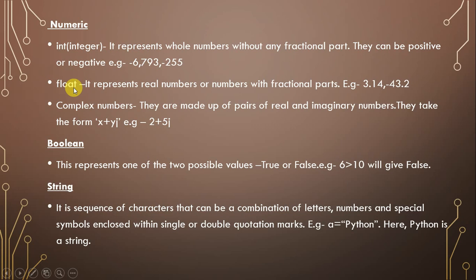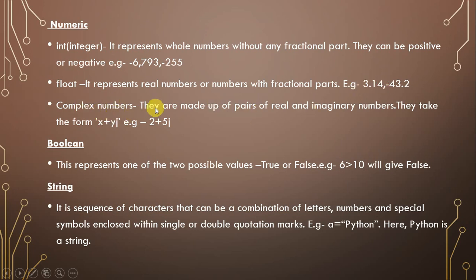Next is float. Float represents floating numbers, that is the real numbers or the numbers with fractional parts. For example, 3.14, -43.2. They can also be positive or negative. The main difference between integer and float is that floats have the fractional part, whereas int numbers do not have any fractional part. The number written after the decimal point is the fractional part.